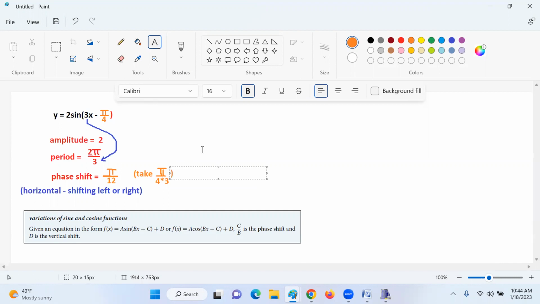Okay. So in other words, the phase shift is gonna be C over B. The C is negative, so we change from negative to positive. So that'd be C, so this is pi over 4. We just divide it by B. We have to divide it by B in this case, so that'd be C over B, which is pi over 4 over 3, so that'd be pi over 12.